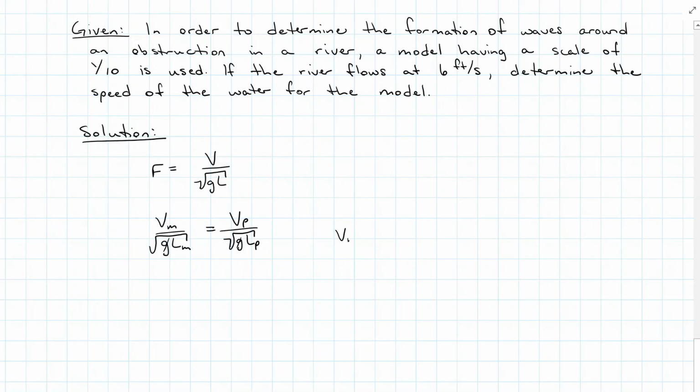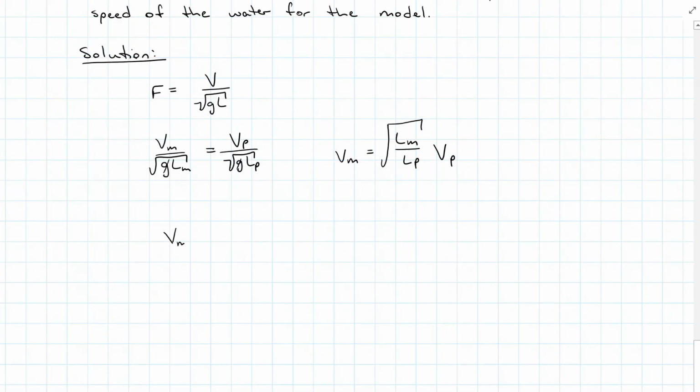So the velocity of the model needs to be the square root of the ratio of the length of the model over the length of the prototype, times the velocity of the prototype. Therefore, the velocity of the model is going to be the square root of the 1 in 10 scale that we were given, times that 6 feet per second velocity we were given for the actual river. And that gives us a velocity of the model of 1.897, or 1.90 feet per second, to run in our simulation.